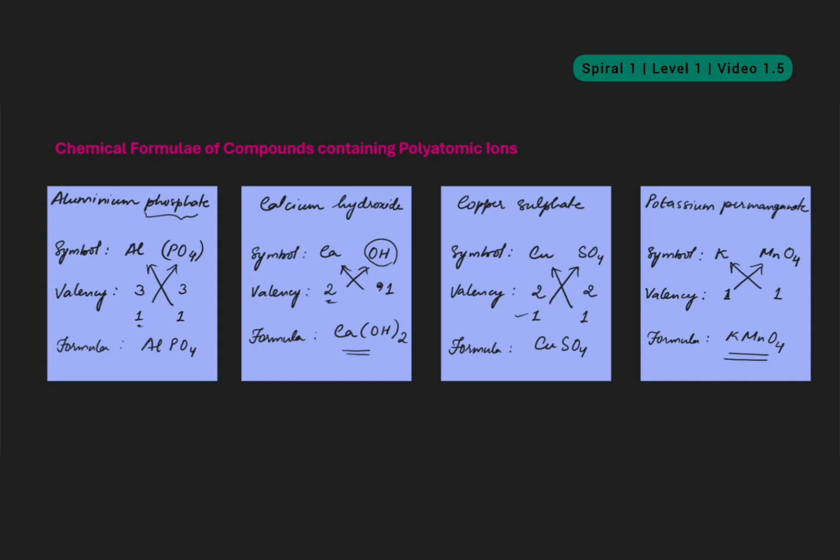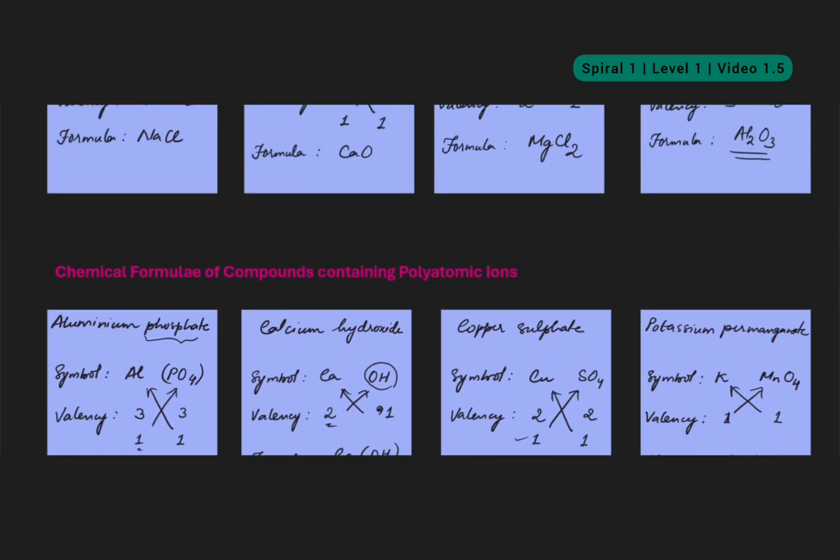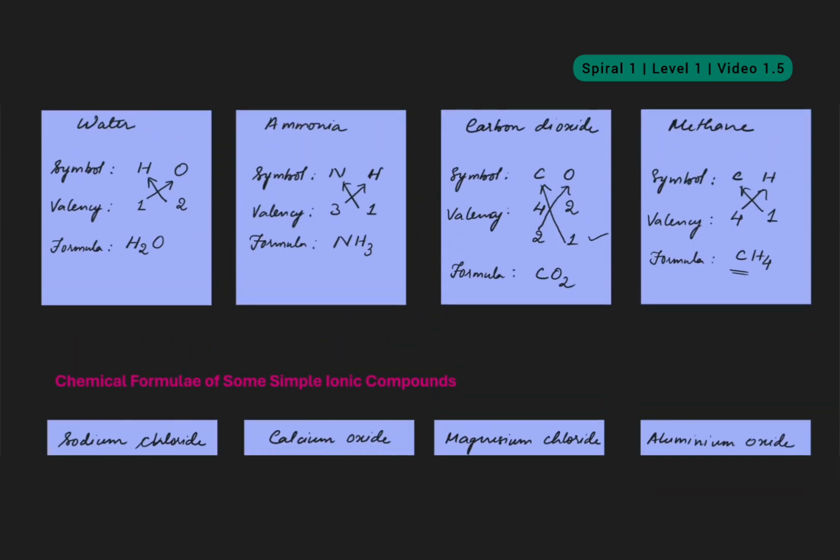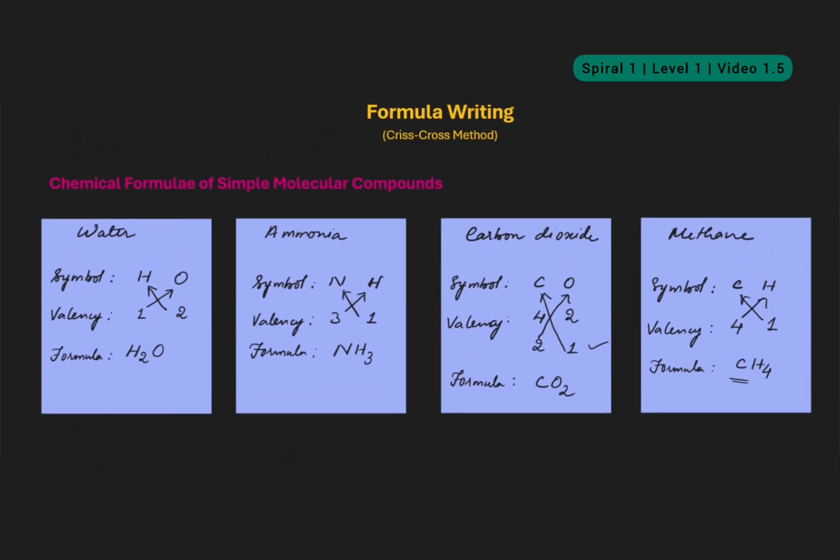Okay. So I think by now you are quite clear how to write chemical formulas. Use this simple crisscross method to write any of the chemical formulas that are asked in your examinations, or even in general whenever you are required to do that.